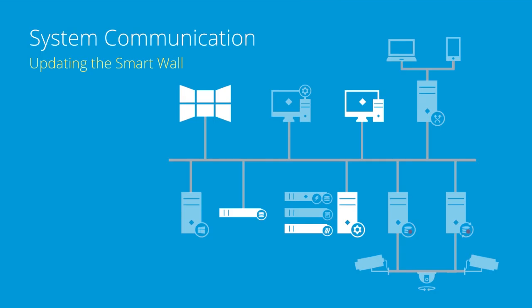Let's view the system communication and data flow for the XProtect Smart Wall. In this example, a Smart Client operator updates the Smart Wall view and sends the update to the management server on port 5432 using TCP.